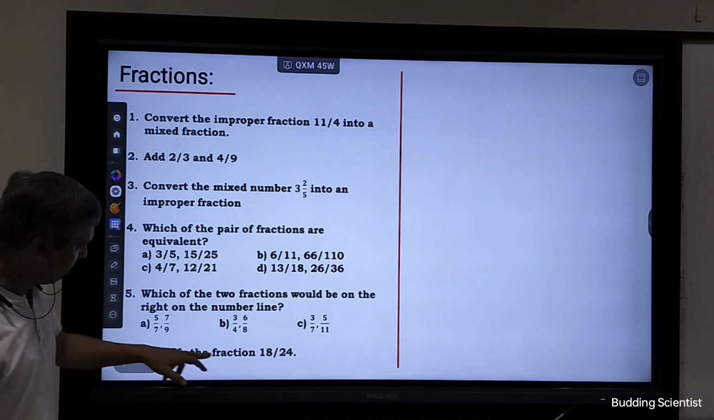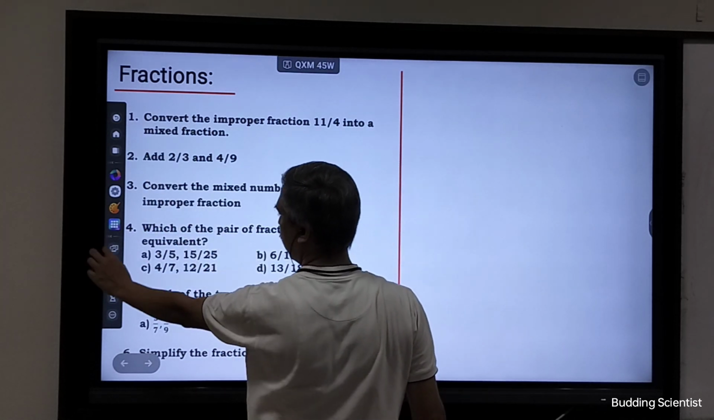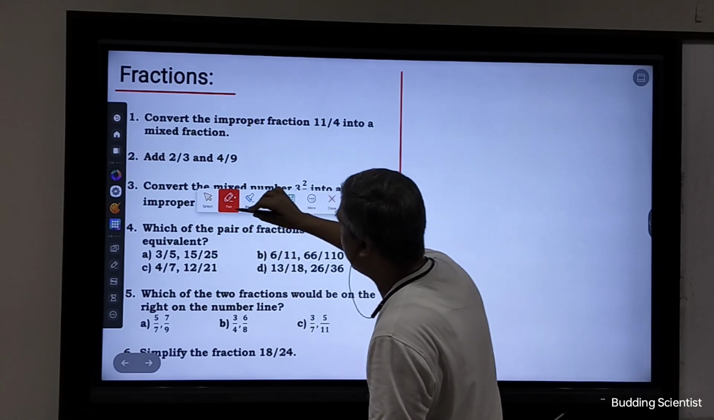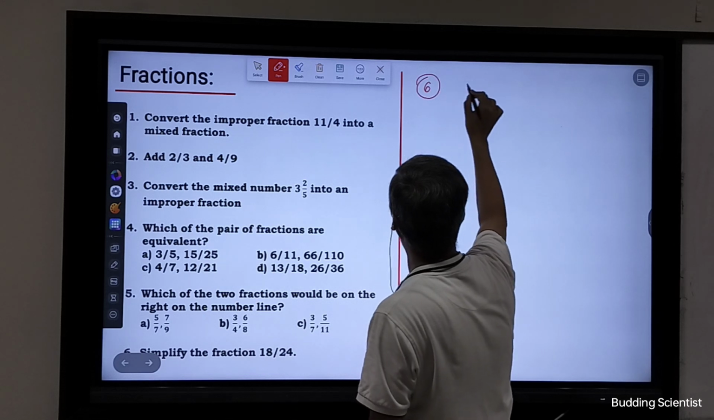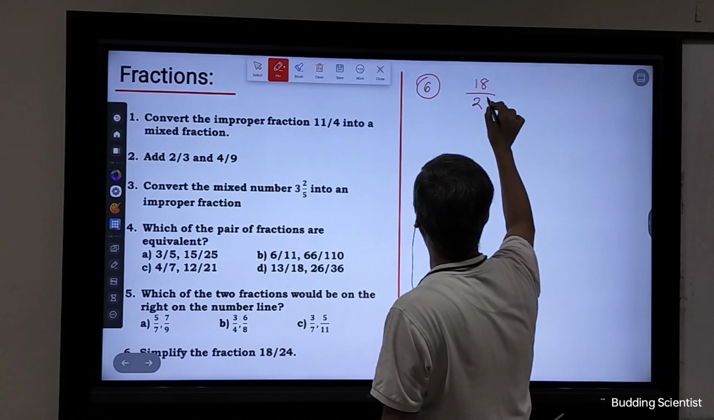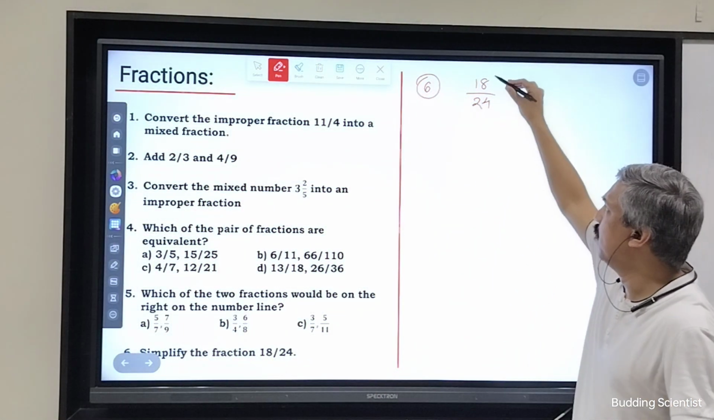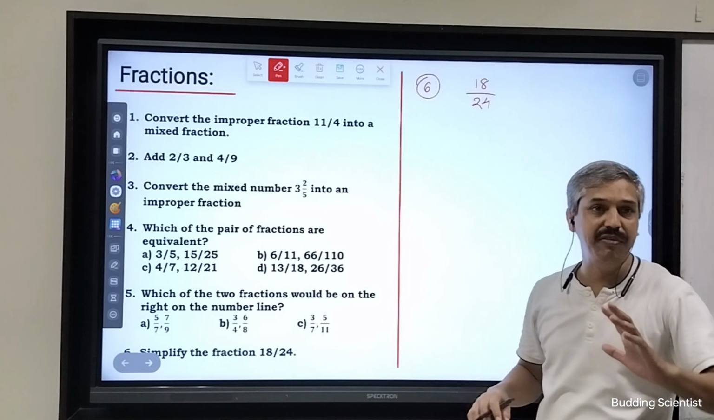Simplify the fraction. Question number 6. Simplify the fraction 18 by 24. When we are simplifying the fraction, what we have to do is make the fraction look like a fraction where numerator and denominator are co-prime numbers. There is no possibility of division between them.